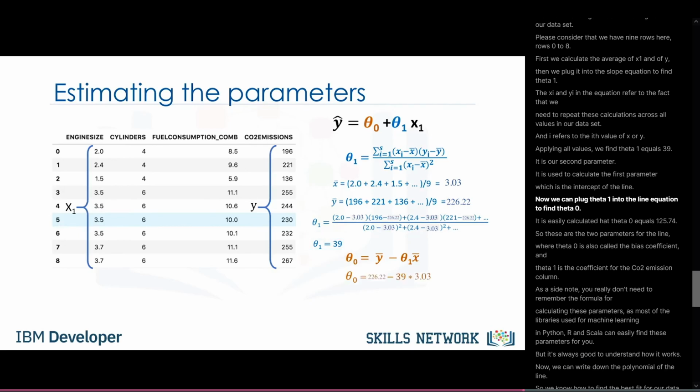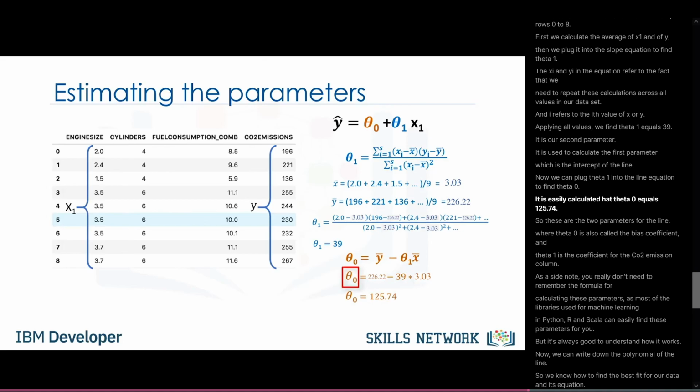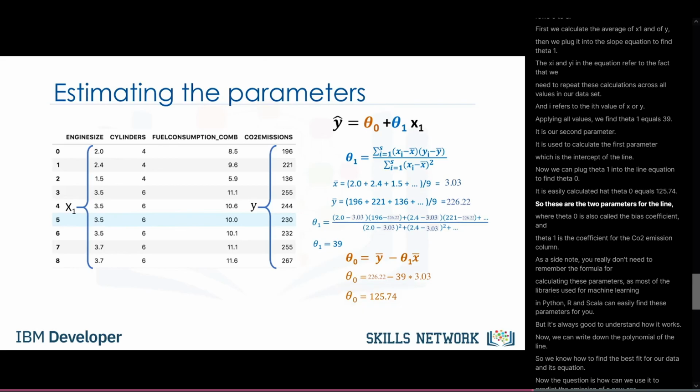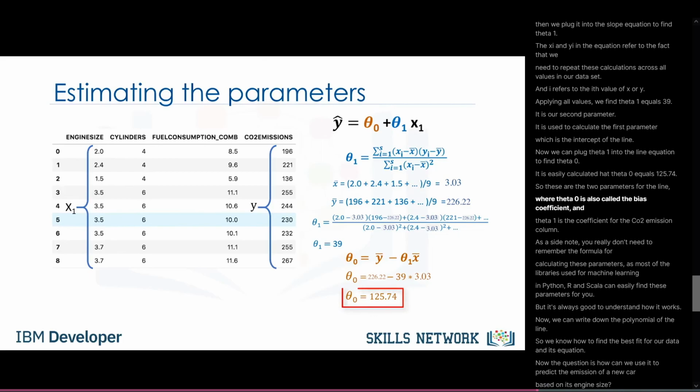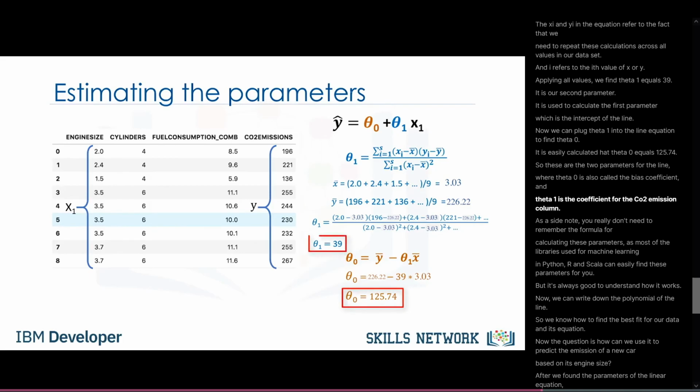Now, we can plug theta 1 into the line equation to find theta 0. It is easily calculated that theta 0 equals 125.74. So, these are the two parameters for the line, where theta 0 is also called the bias coefficient and theta 1 is the coefficient for the engine size column.